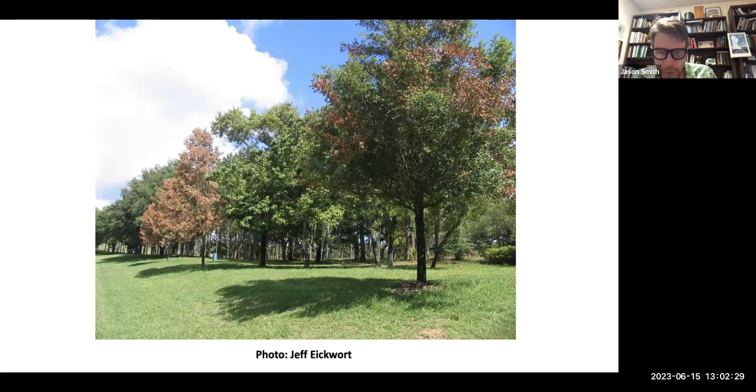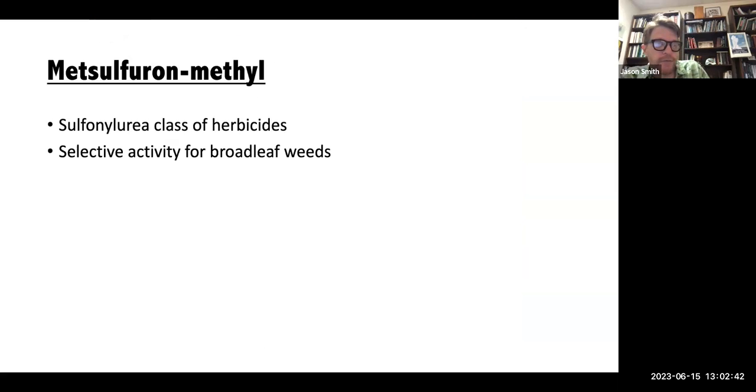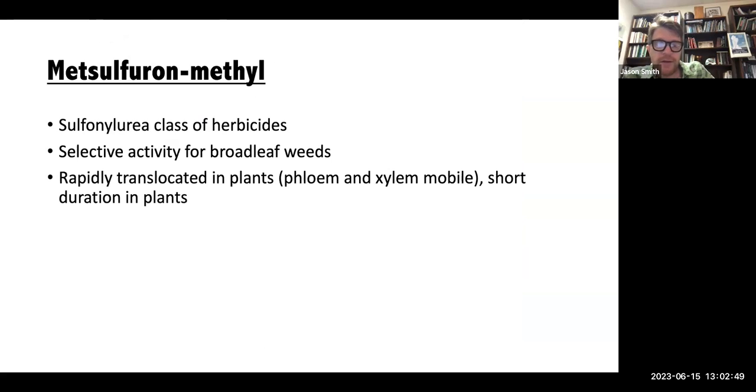And this is always associated with metsulfuron methyl use. Metsulfuron methyl is a common ingredient in a number of different products. It's in the sulfonylurea class of herbicides and has selective activity for broadleaf weeds. It was initially developed to kill hardwood trees in conifer plantations, and then later adapted for use as a broadleaf turf herbicide. It's rapidly translocated in plants.